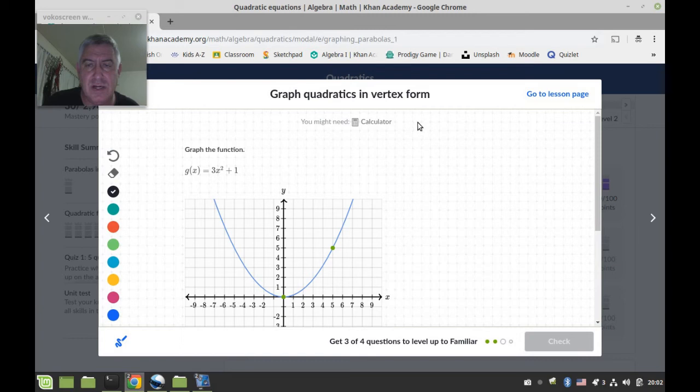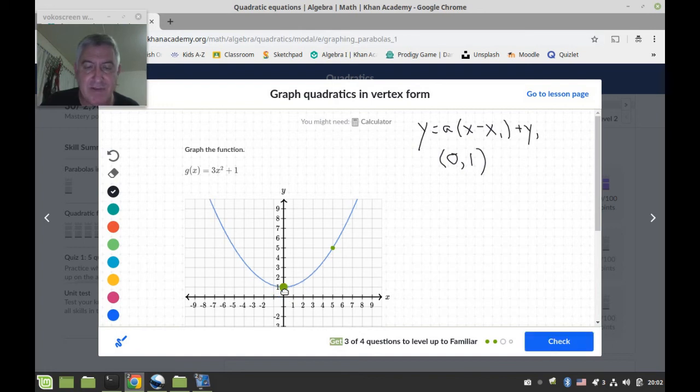So again, I'll write down our vertex form. y equals a times x minus x1 plus y1. So I want to know my vertex, x minus x1. Here I have x minus 0 plus y1, 1. So I know that my vertex is at 0, 1. I also know my y-intercept is there, because that's the y-intercept, and this opens up like this.